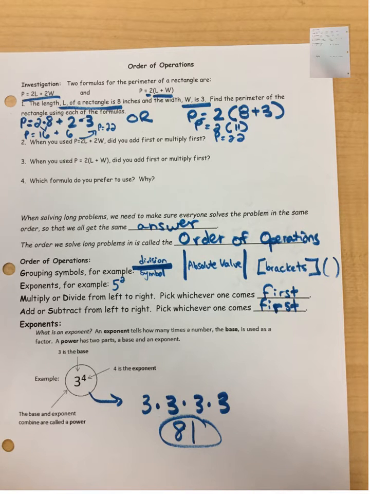So, two formulas for perimeter. You can either use the formula perimeter equals 2 lengths plus 2 widths, or you could use the formula perimeter equals 2 times the quantity L plus W. So you would do the length plus the width and then multiply it by 2, double it. So if we plug in the numbers, 8 for the length and 3 for the width, what we find out is that the perimeter is 22.